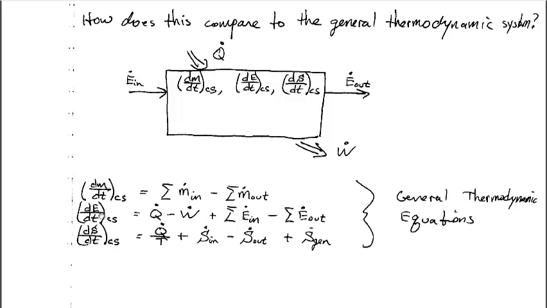The first law of thermodynamics says that energy is neither created nor destroyed. It's simply a statement of the conservation of energy. The second law of thermodynamics, however, says that entropy cannot be destroyed, but it can be created.